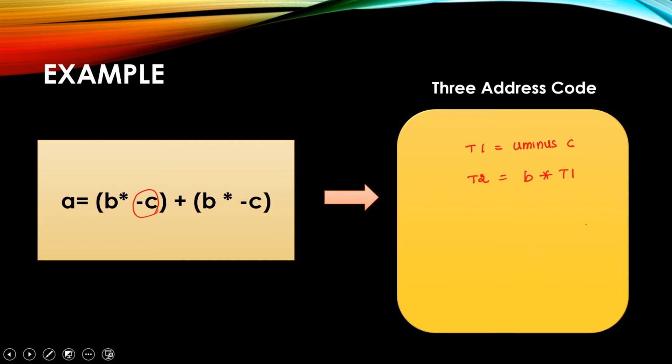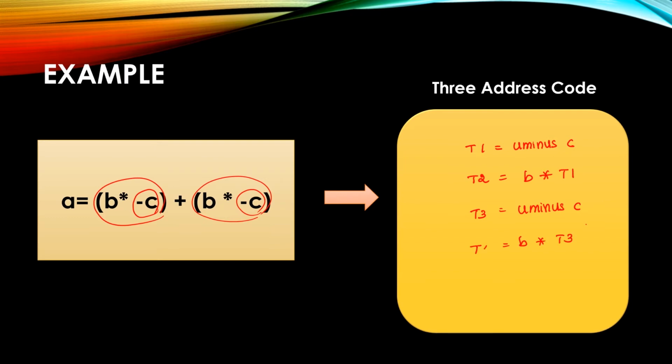B is multiplied with T1. Now, we have evaluated this expression. Now, coming to the next expression, here also a unary operator is there. First, let us evaluate it, U minus C. So, the result of the unary operation is stored in T3. Next, B is multiplied with this unary operator, that is T3. B is multiplied with T3 and the result is stored under T4.